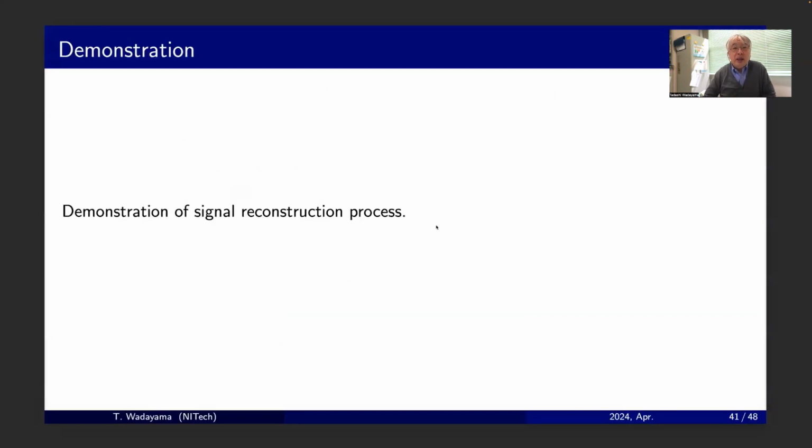Okay, next I'd like to show you a simple demonstration of the sparse signal recovery process of the original ISTA and DU-ISTA.